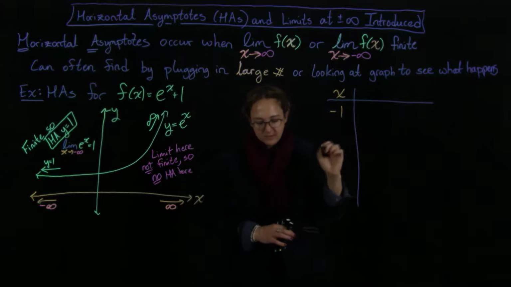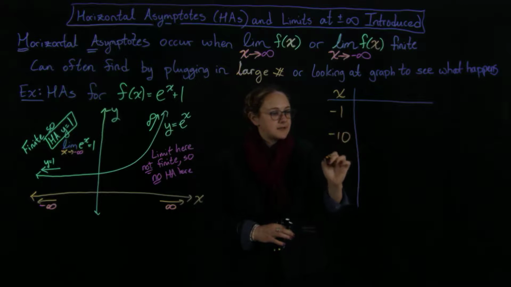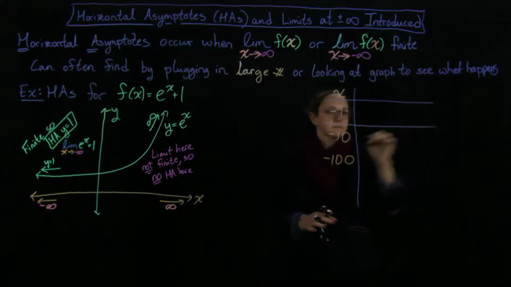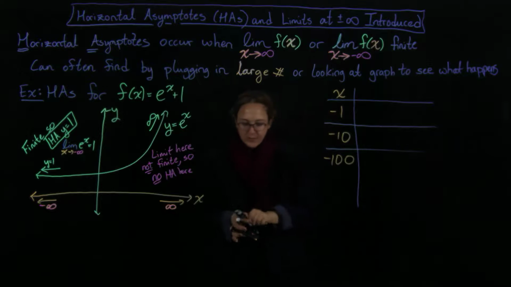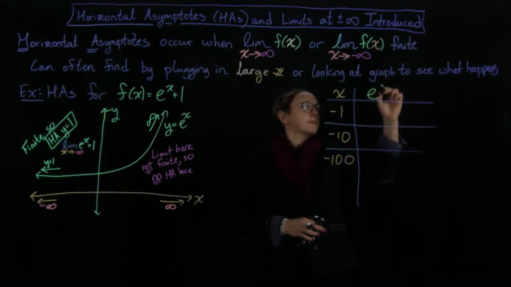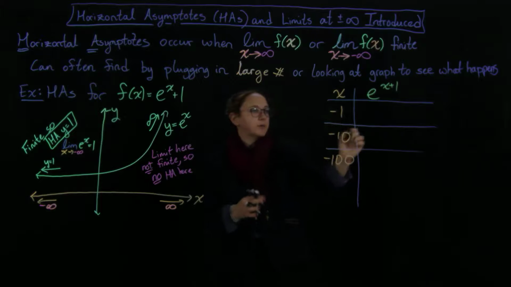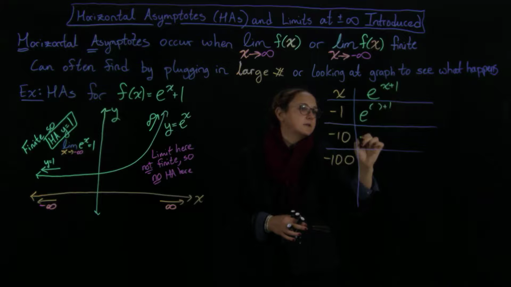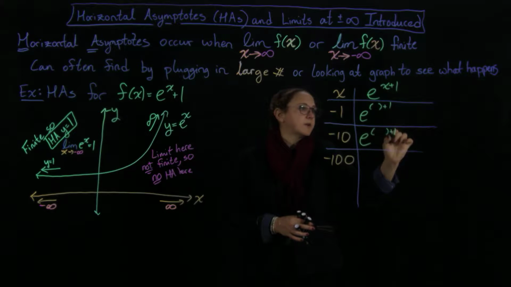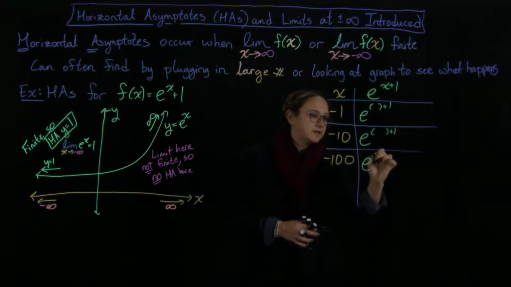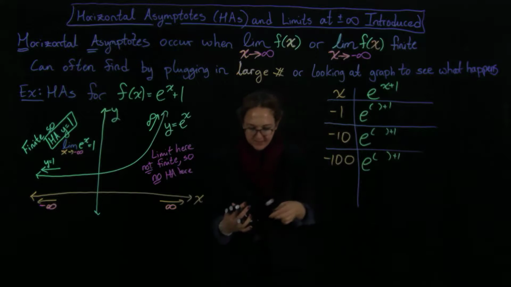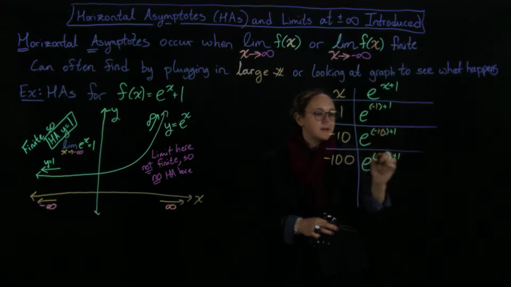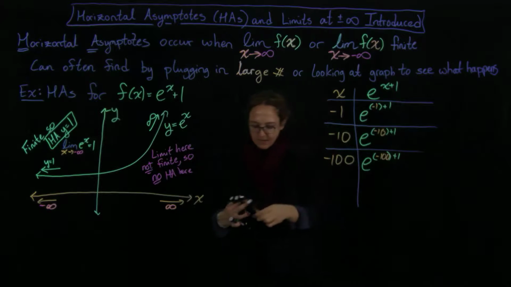We're going to look at minus 1, and then minus 10, and then minus 100. Then we're going to look at our output. So this is e to the x plus 1. To make it clear what I'm doing, I'm just going to replace x with parentheses in each of these, and then put in these numbers from over here: minus 1, minus 10, minus 100. These are going to give me output.